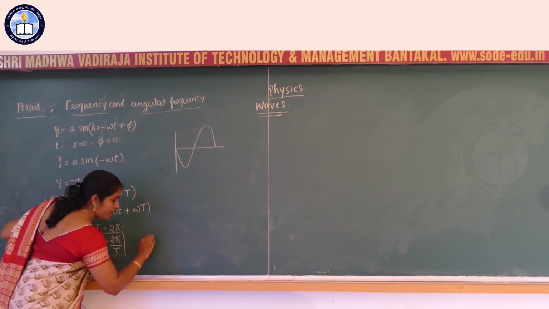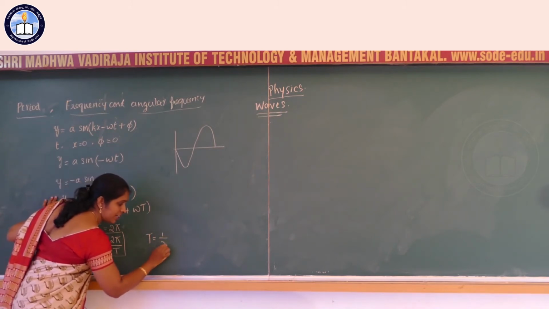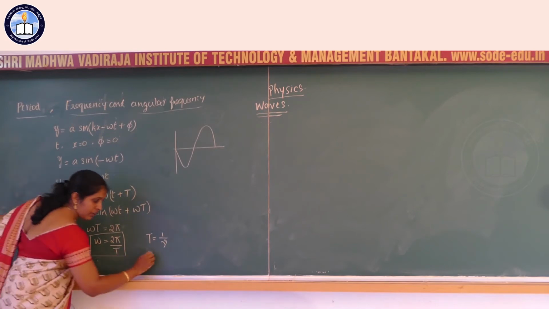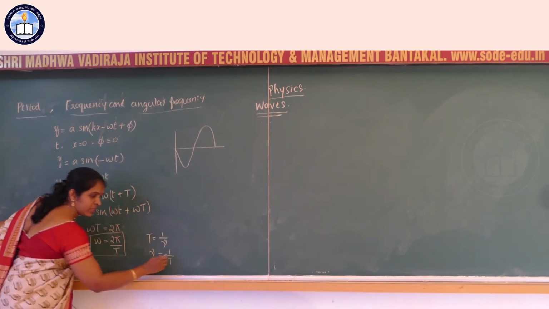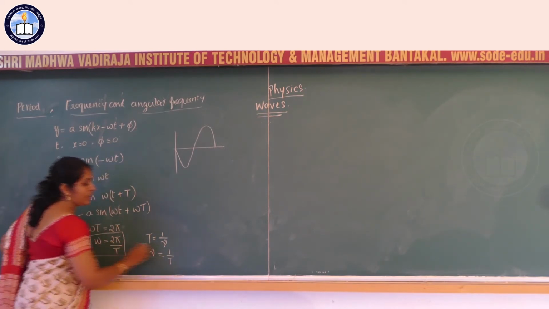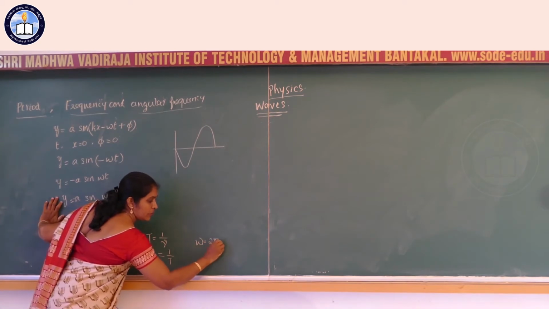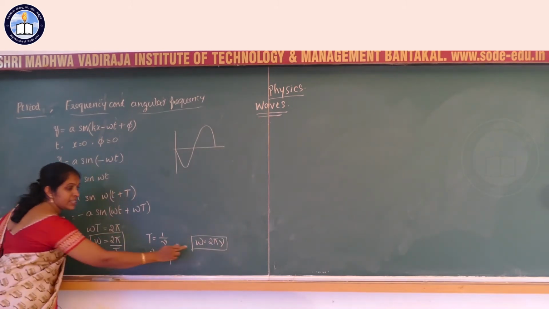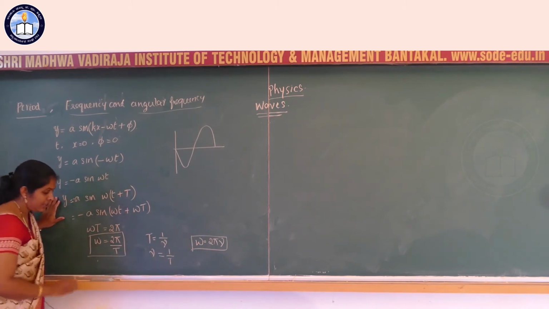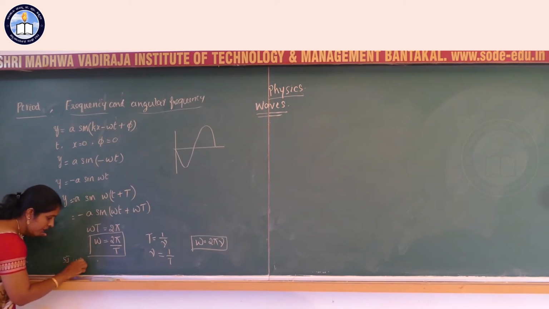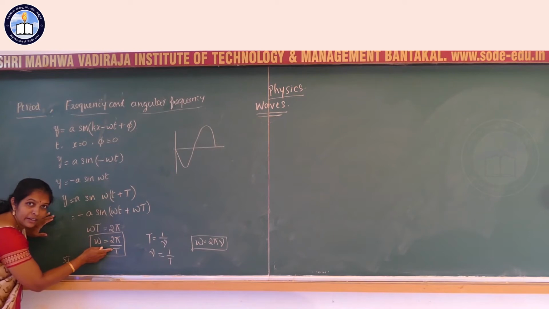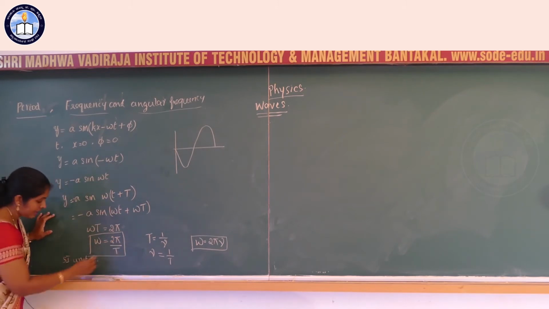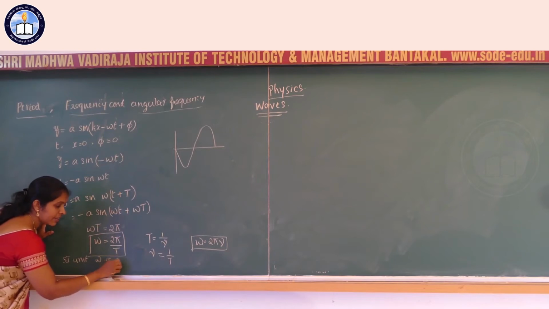But we have the relation between period and frequency. We know period and frequency are inversely related: T is equal to 1 by frequency, or nu is equal to 1 by T. Substituting 1 by T as nu, omega is 2 pi nu. We have another expression for omega: angular frequency omega is 2 pi nu or 2 pi by T. The SI unit of angular frequency is radian per second. Period is a measure of time, its SI unit is second, and 2 pi is an angle, therefore the SI unit of omega is radian per second.